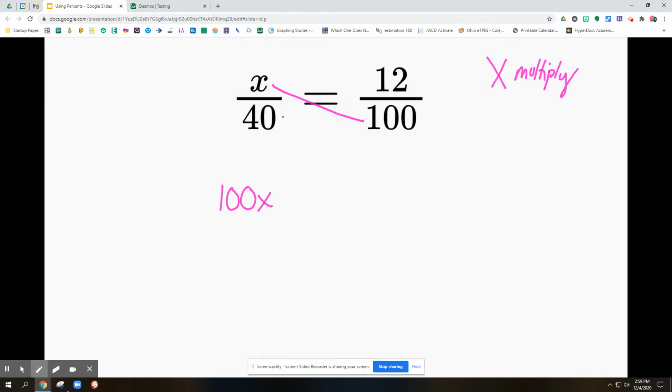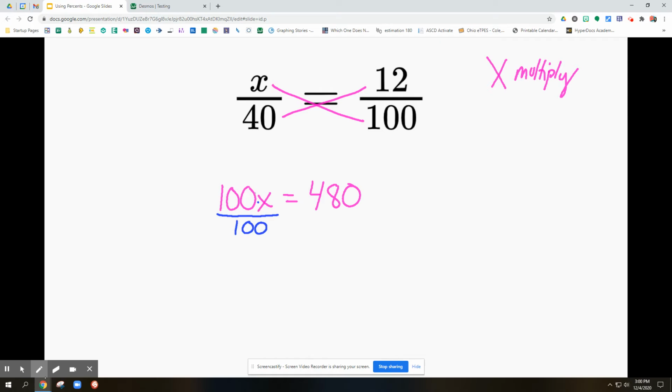Then I'm going to take 40 times 12. It is equal to, if you need to, put it in the calculator, 40 times 12 is 480. Now, I'm trying to find out what x is. x is my missing amount, x is what I want, but currently it has 100 times x. So if I want to get rid of 100, I have to do the inverse operation. So if I am multiplying x times 100, I need to divide x by 100.